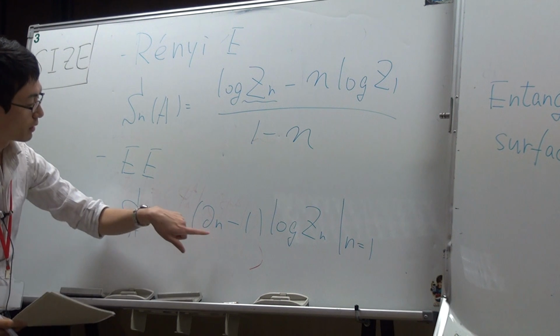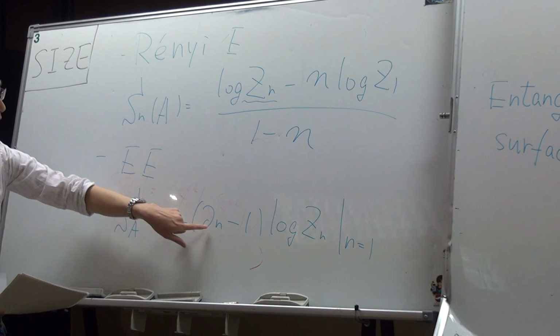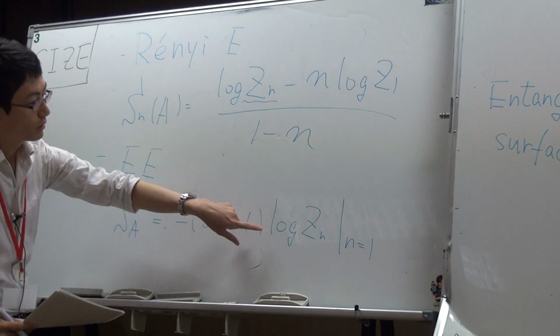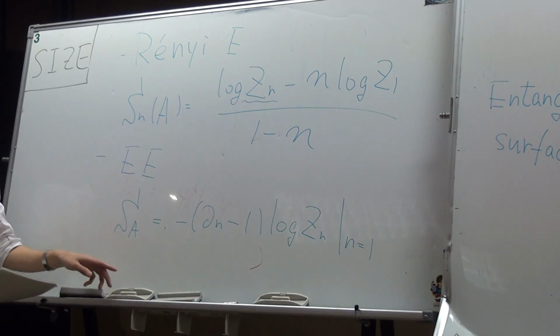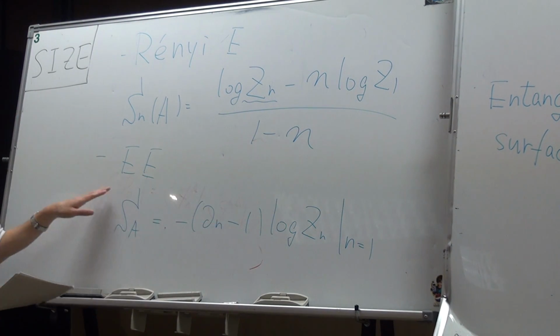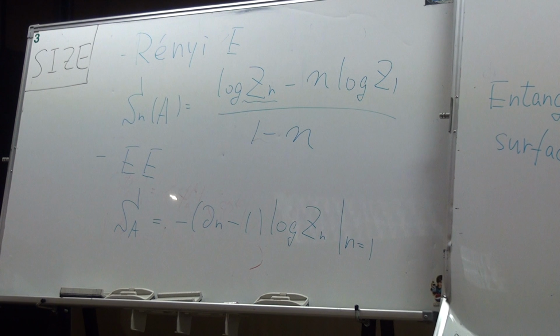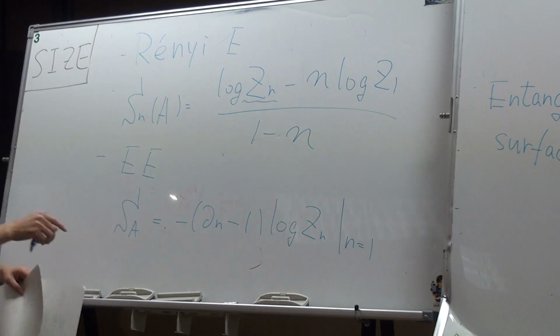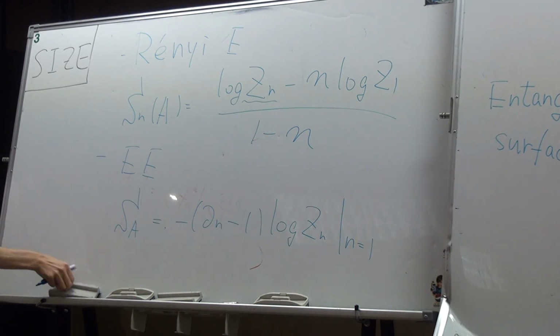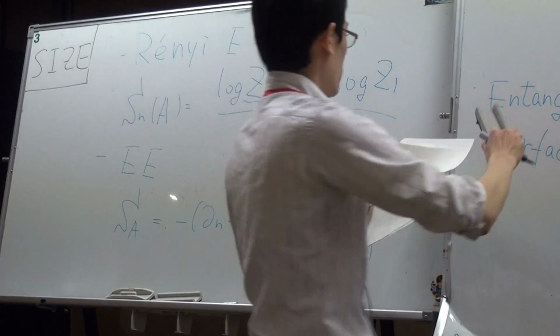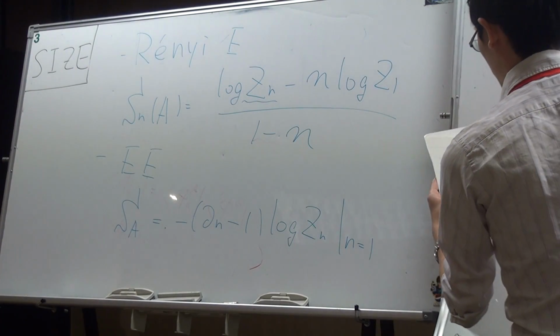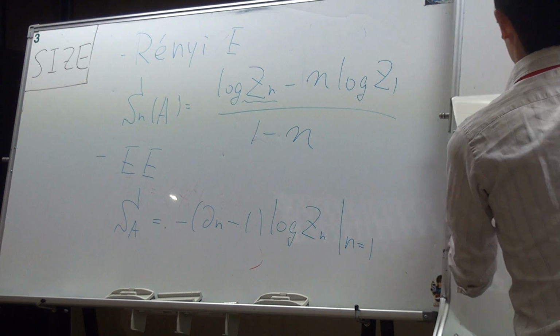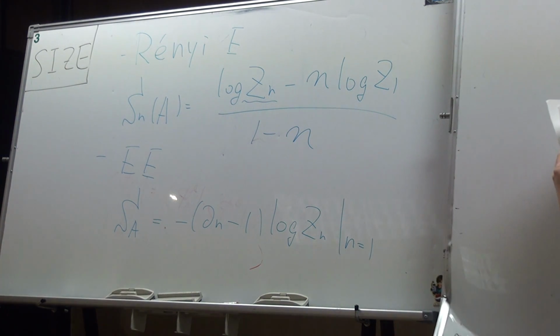Differential operator, so the derivative with respect to n minus 1 of the log of the partition function, and taking the n goes to 1 limit, you get the entanglement entropy. Okay, but in principle, if you know this guy, then everything is okay. But the computation of Zn is very non-trivial. But okay, I will list several properties of the entanglement entropy in quantum field theory.